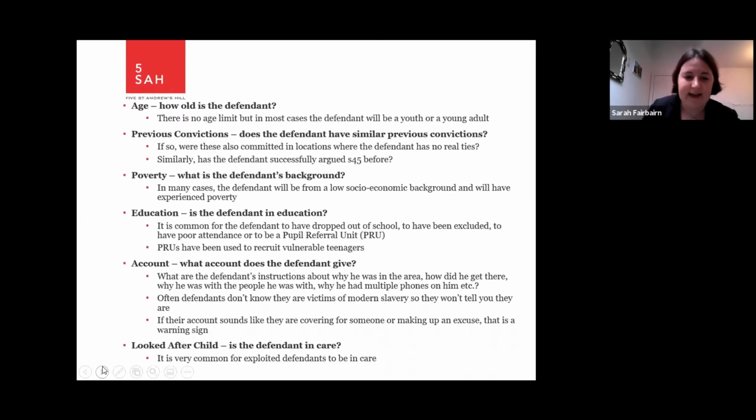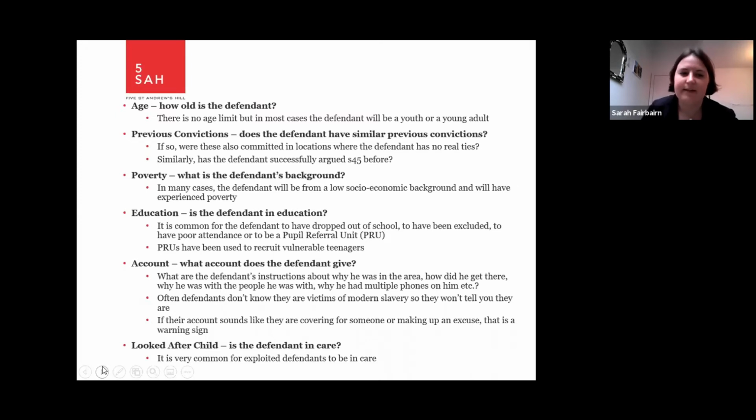And finally, the L, looked after child. Is the defendant in care? And again, as with poverty and education, the fact that your client is in care is sadly a very common characteristic of defendants that are exploited. They're easier to target. They don't have parents that notice that they've gone missing. They don't have parents that notice who they are with.